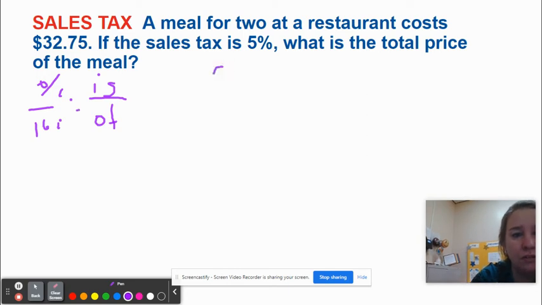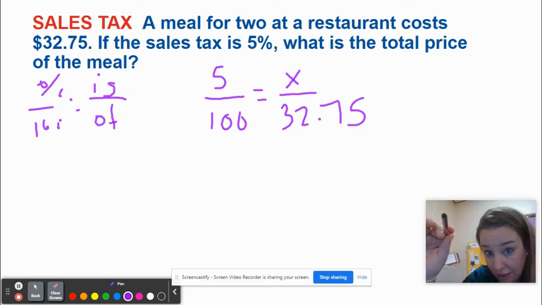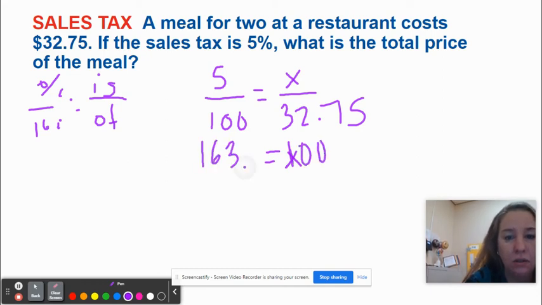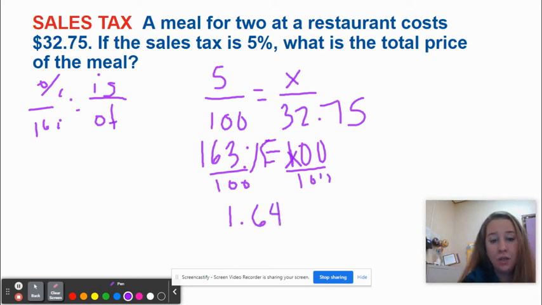So we want to know, what is 5% of 32.75? And we're going to cross multiply to solve this proportion. So 5 times 32.75 is 163.75. But then we divide both sides by 100. And we find out that the sales tax is about $1.64, because it says 163.75, but we're rounding up because 7 is bigger. So that's the tax.